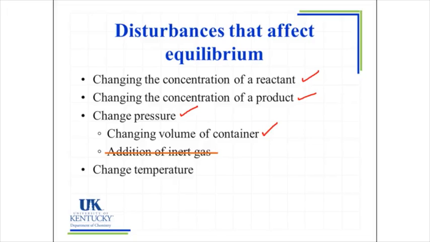But this has no effect on the equilibrium because we're only worried about the partial pressures of each of the component gases. And last, we can look at changing temperature, and we have to look at how it happens if we increase or decrease temperature, and whether we're dealing with an endo or exothermic system.